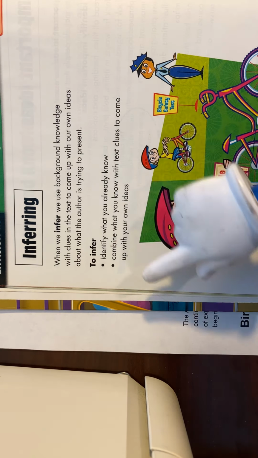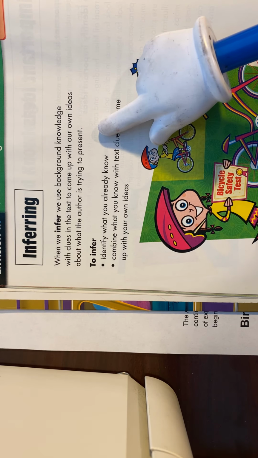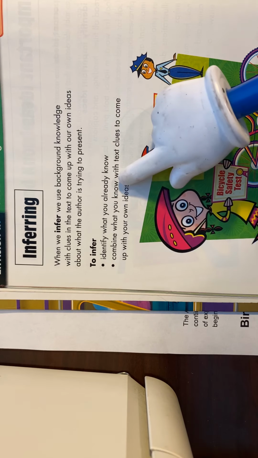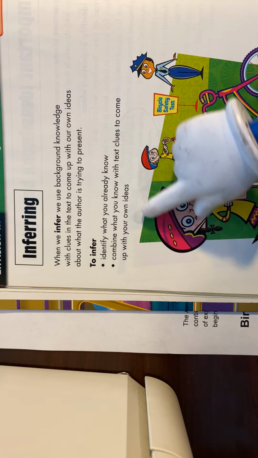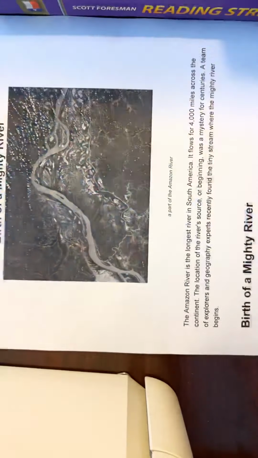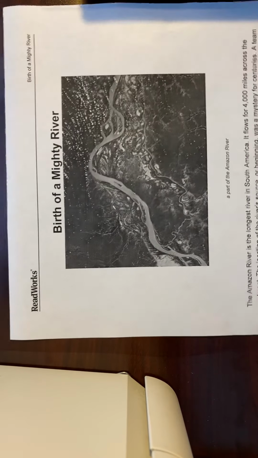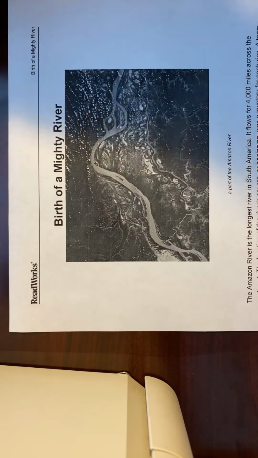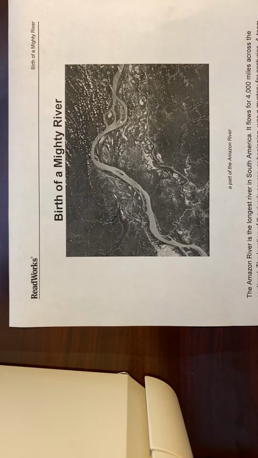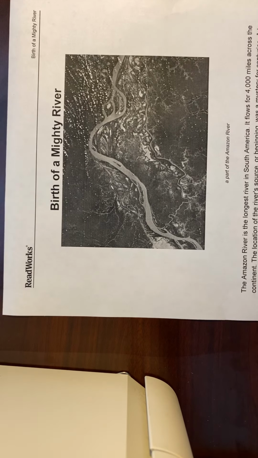To infer, identify what you already know. What background knowledge do you come with? Combine what you know with text clues to come up with your own ideas. So for your work this week, you had a story from ReadWorks called Birth of a Mighty River. We're going to use Birth of a Mighty River to make an inference. And when we make an inference, there's clues all around us that can help us infer.